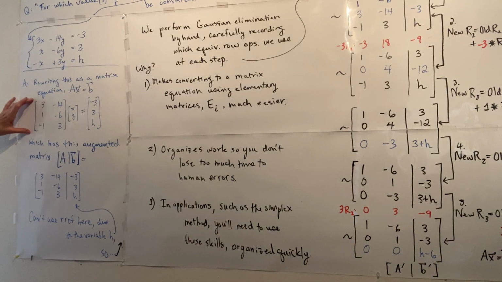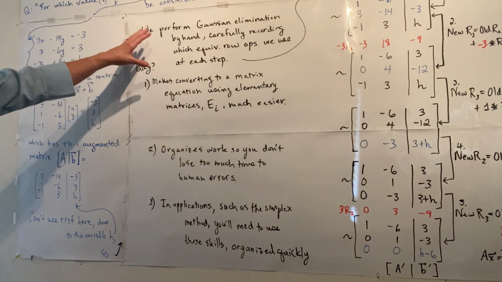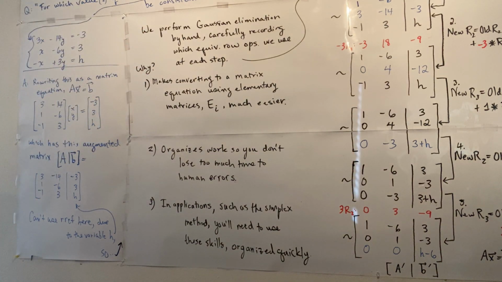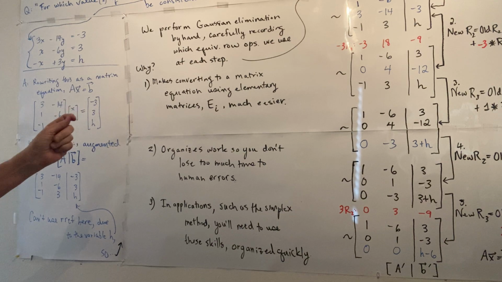So this, of course, has an augmented matrix that looks like this. And bad news, you can't use RREF on that, because what's the calculator going to do with the variable h? So you have to perform the Gaussian elimination by hand. And that might have been one of the first instances in chapter 1 where you realized you had to do that.